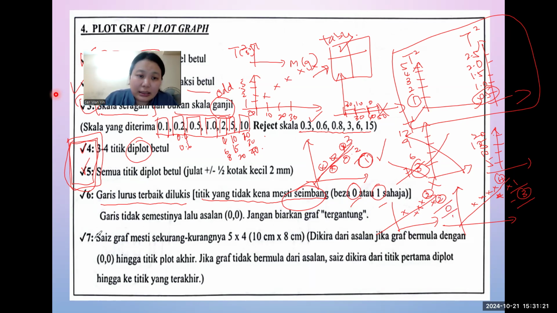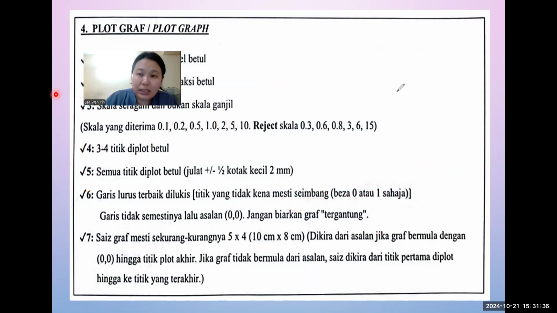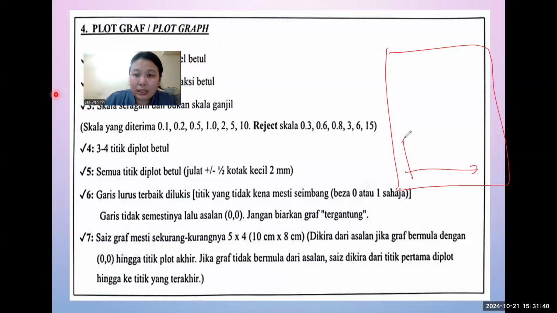Then, okay, the last one, the size of the graph must be at least 5 times 4 squares, or 10 cm times 8 cm. Okay, means what? Means if this is your graph paper, you draw this only. Sorry, you lost your 7 tick. So you must draw as big as possible.